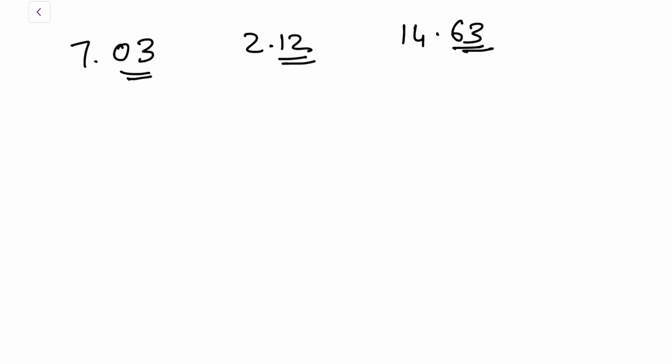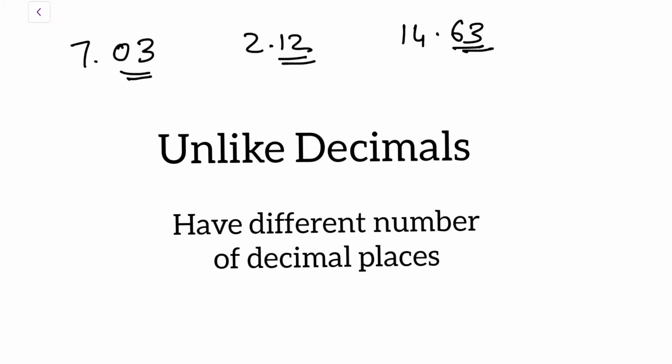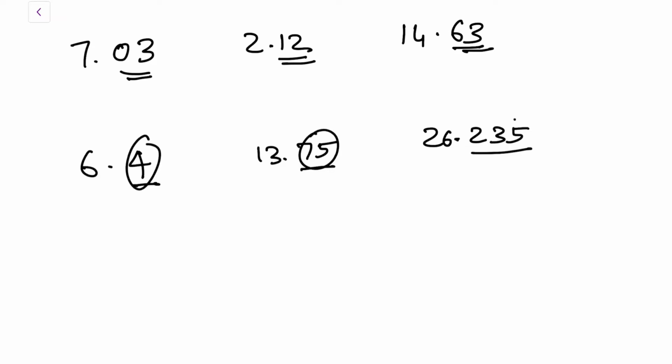Alright. Unlike decimals are those decimals having different number of decimal places. For example, 6.4, 13.75, 26.235. Have a look at these 3 decimal numbers. They are unlike decimals because they have different decimal places. This has 1 decimal place, this has 2 decimal places, and this has 3 decimal places. So they are called unlike decimals.